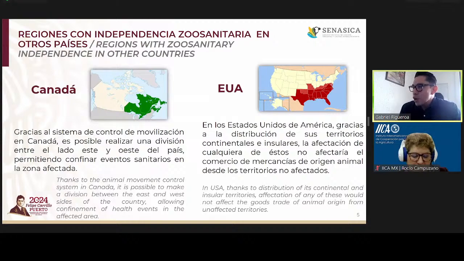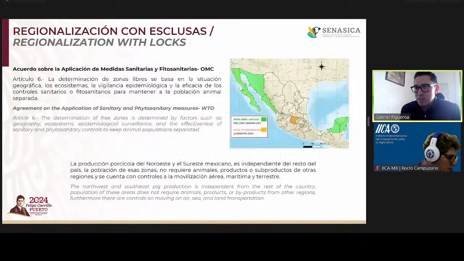And this way, we can be safe. And the same applies to the U.S. and the territories that are not continental, like Hawaii, Alaska, and Puerto Rico. And eventually, they could do this within the continental territory.